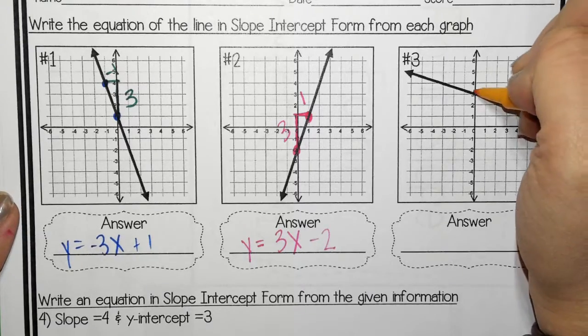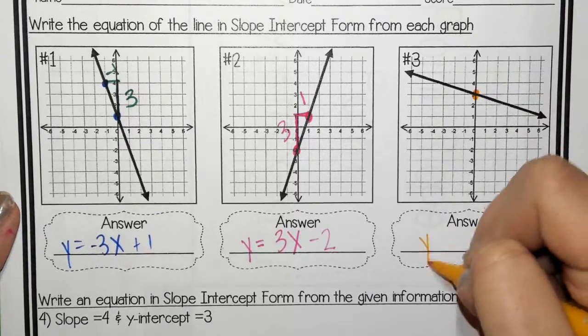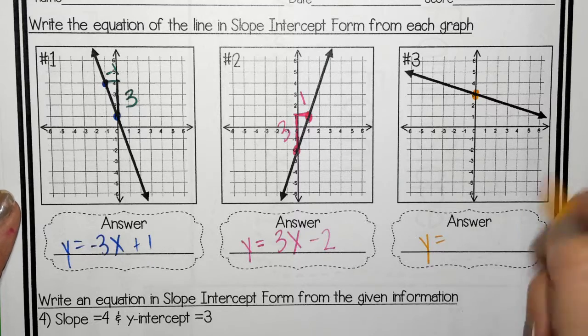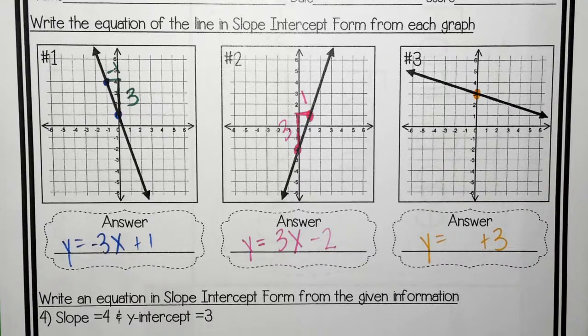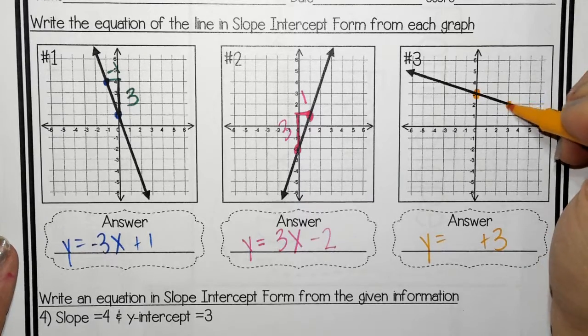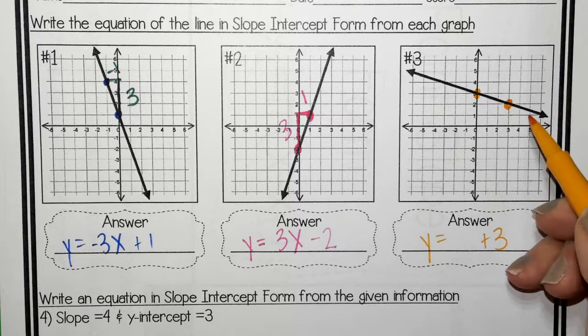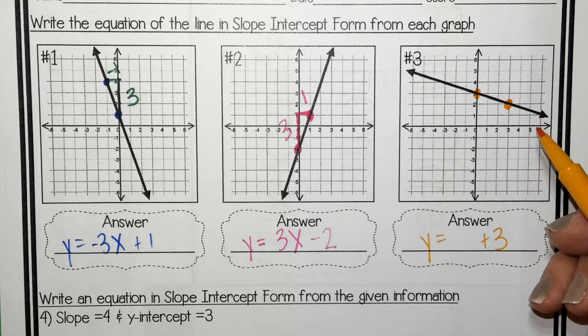Felicia, tell me what you got as your y-intercept. I'm sorry? Why are you whispering? Okay, say it out loud. 3. There we go. Okay. And how would we find our slope? We go to the coordinate, and then what did you get for your slope, Emmy?